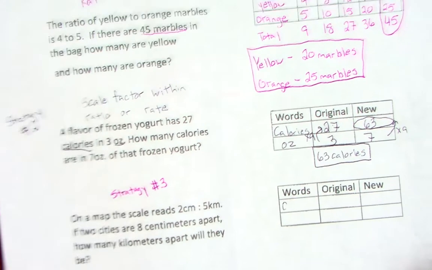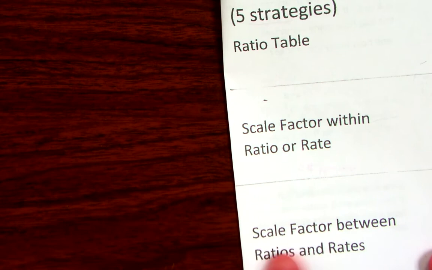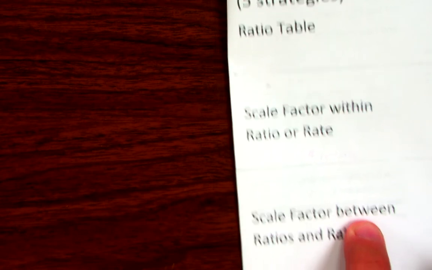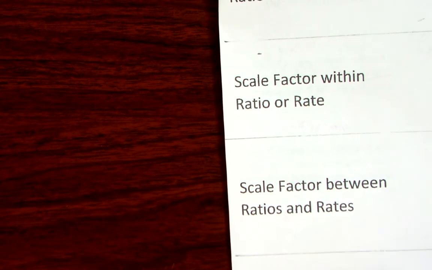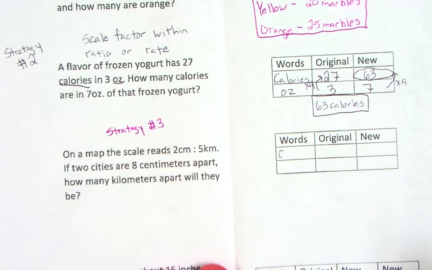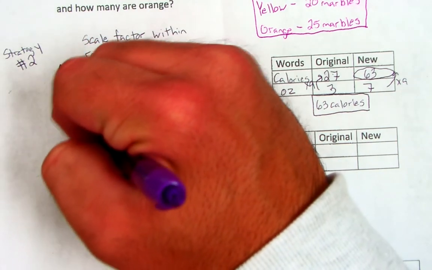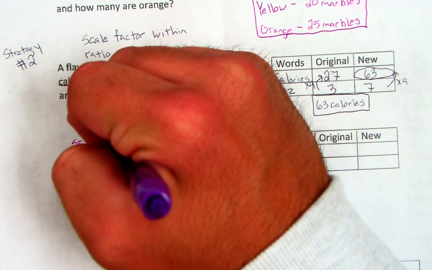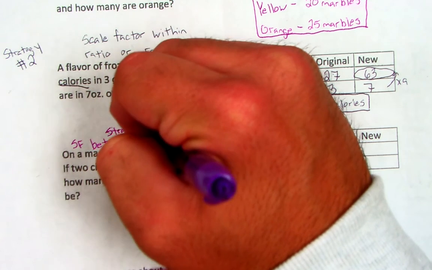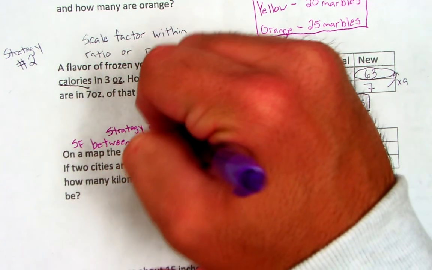All right, let's see here. Strategy number 3 here. That's the scale factor between the ratios and rates. So, scale factor between ratios and rates.